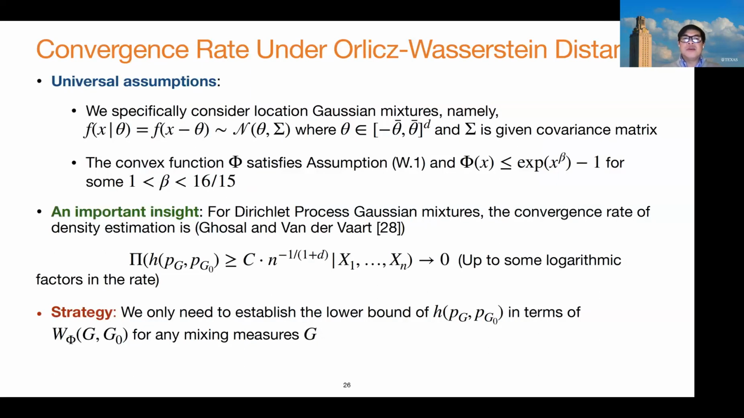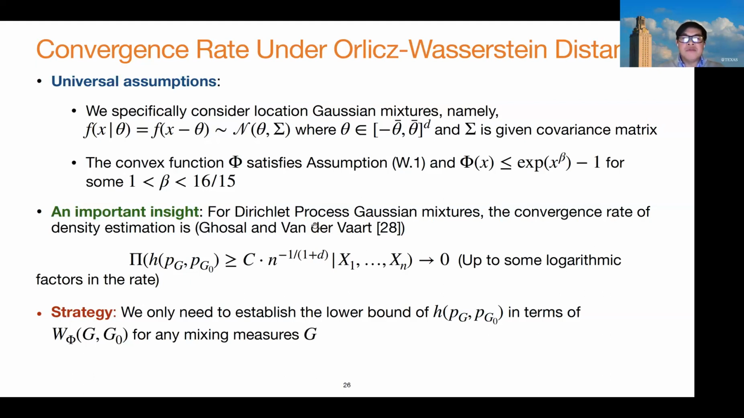Next question is, how can we use that distance to improve the rate for the edge components I mentioned earlier? So we have some assumption about the location to be on a convex space, and then the convex function phi is also less than or equal to some exponential of x^beta minus one. So these are the assumptions that we have for both the location parameters and the convex function in the Orlicz space, on the Orlicz Wasserstein metric.